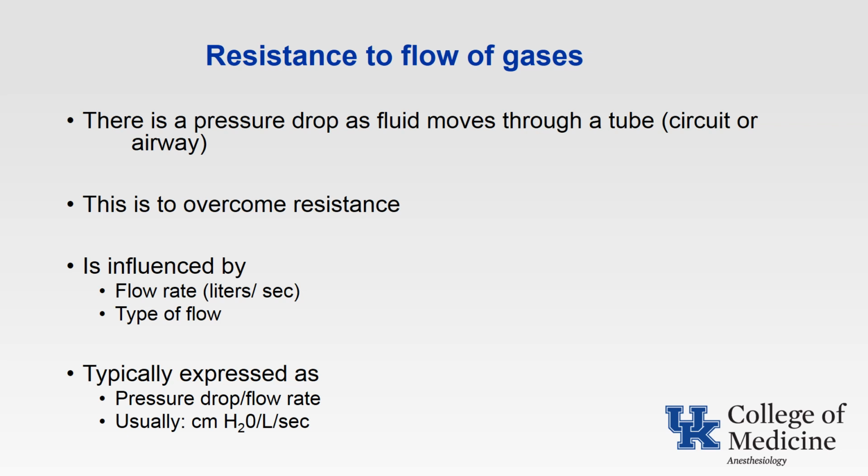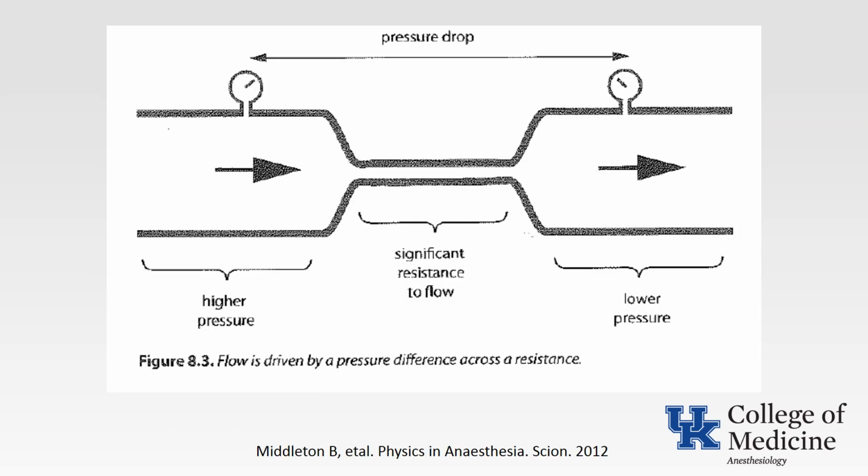Resistance refers to a pressure drop as fluid moves through a tube. This pressure drop is to overcome the resistance. It is influenced by the flow rate and the type of flow. Typically, it's expressed in pressure drop per flow rate, centimeters of water per liter per second. This illustrates measuring the pressure drop across a tube.